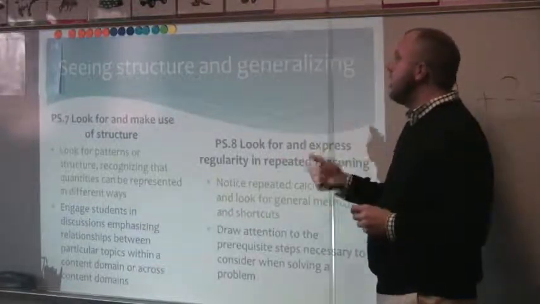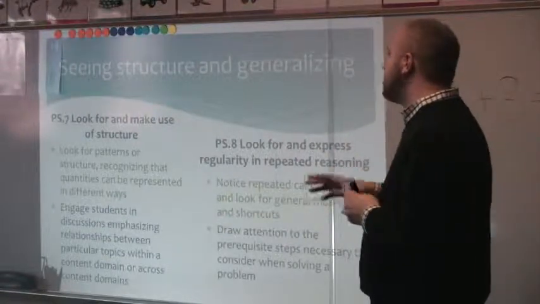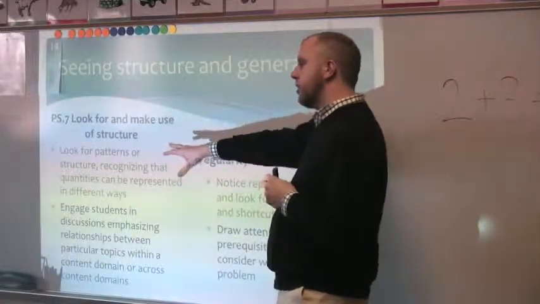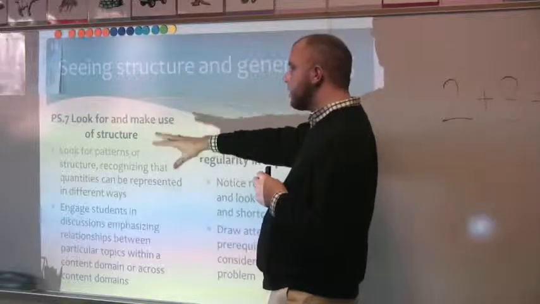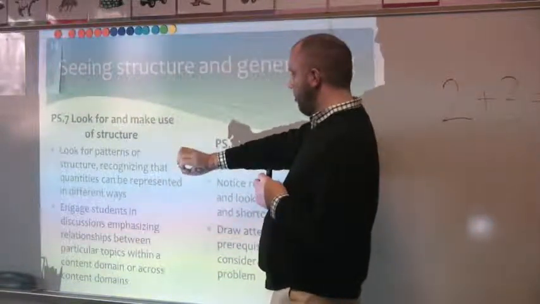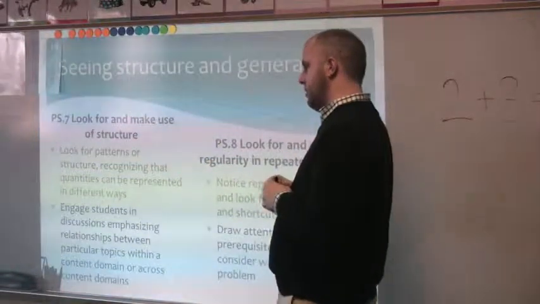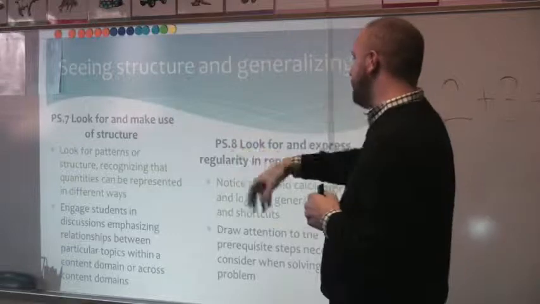The last two are looking at structure and generalizations. Process 7 is looking for and making use of structure. I think that's a very big one for kindergarten and first grade. So what does that look like in your classroom, whether it be what the student is doing or what the teacher is doing?